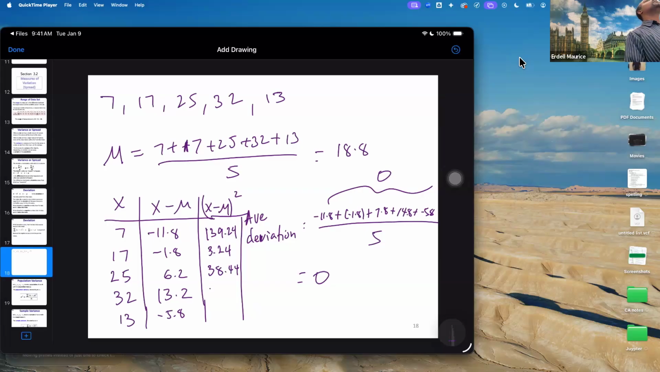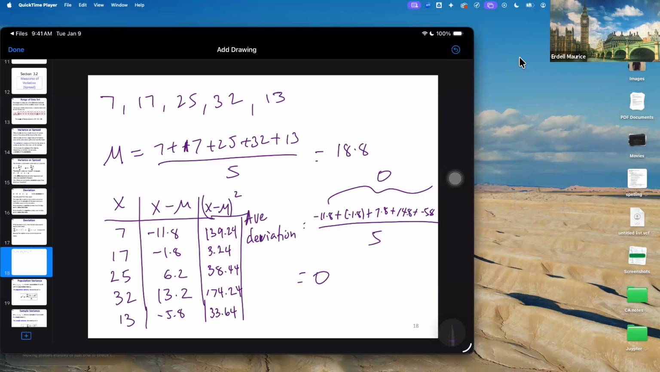174.2. And then the last one, what is 5.8 squared? 33.64. Yes? So you add up all of these squared deviations.